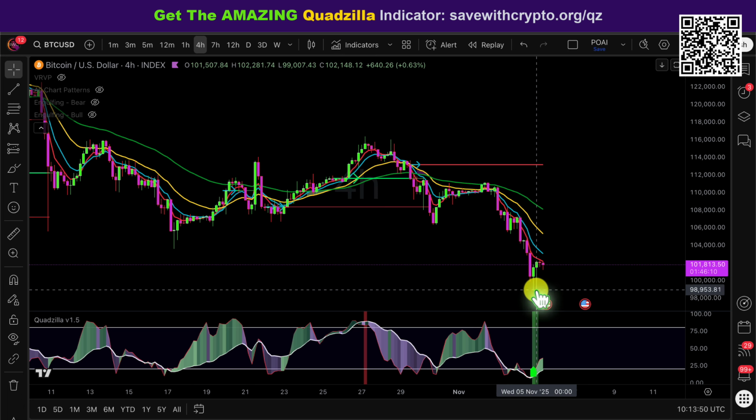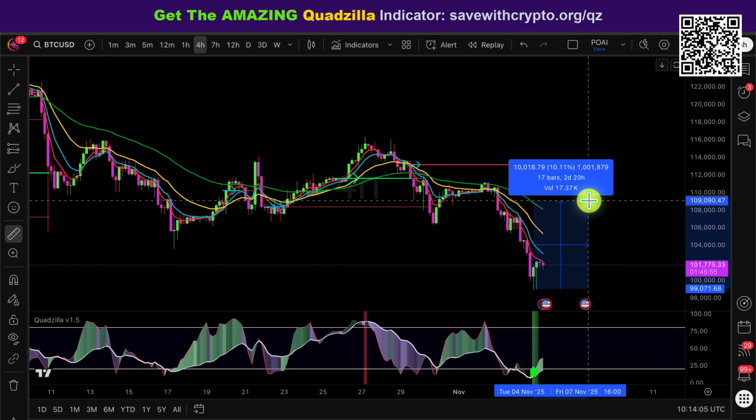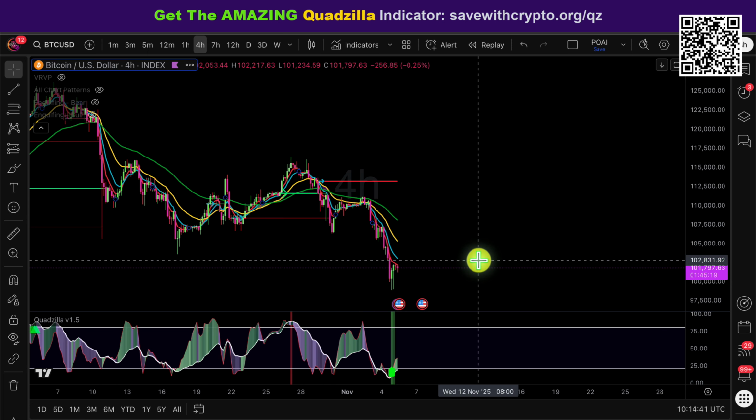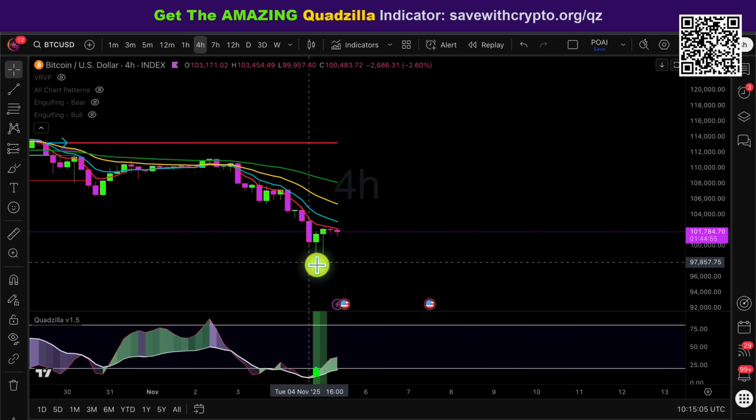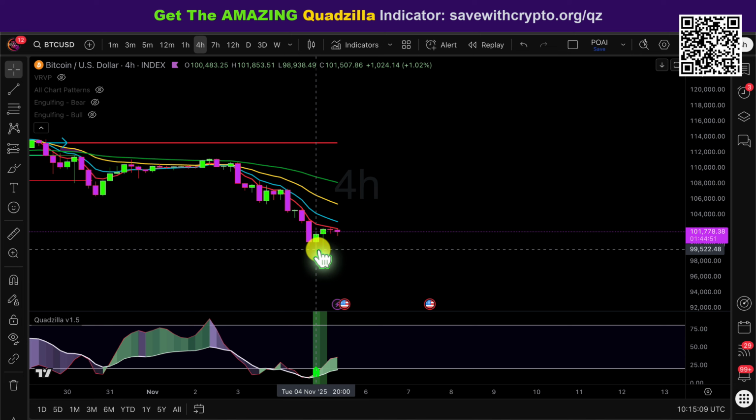So if we were to go up, say, 10% from the one we got yesterday, that would put us around 109, 110k. Now, myself, I would say that this retracement level here at 113 is probably more likely. But either way, this is a very strong signal that that was at least a local bottom.